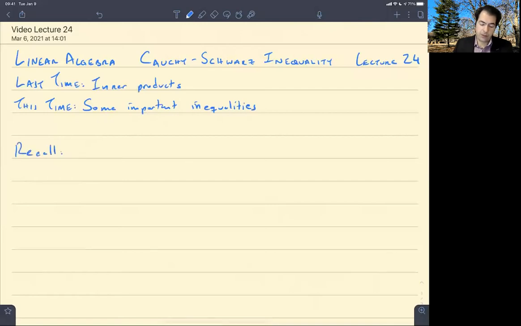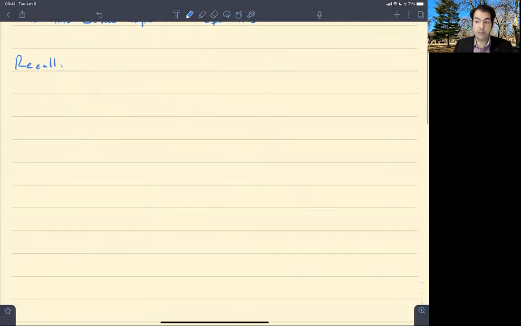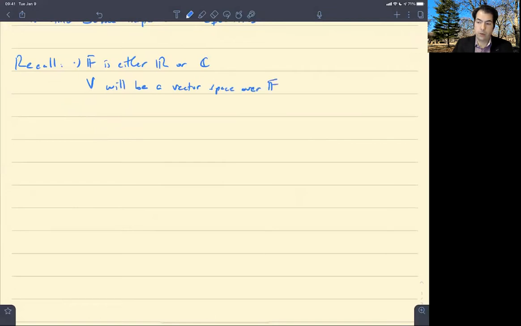Okay, so let's briefly recall the context we're in. From now on, F is either R or C. V will be a vector space over F with an inner product. That's denoted with triangular brackets.